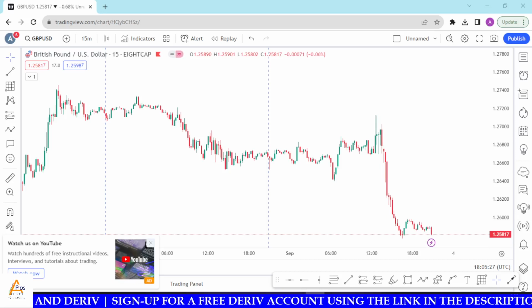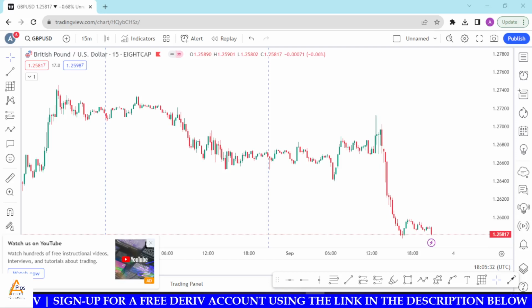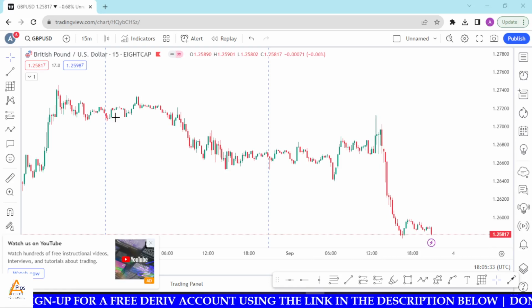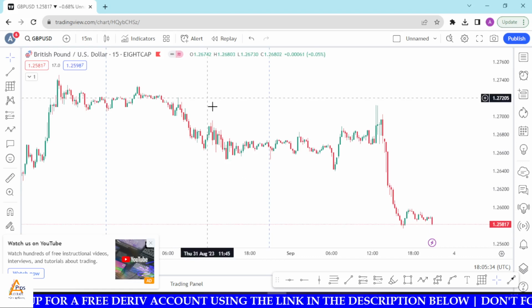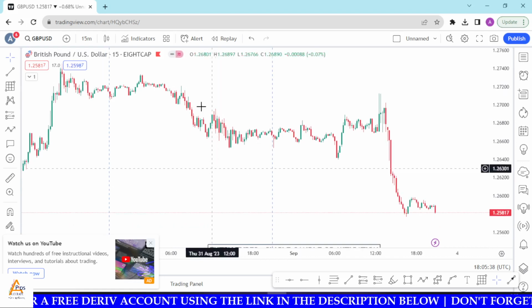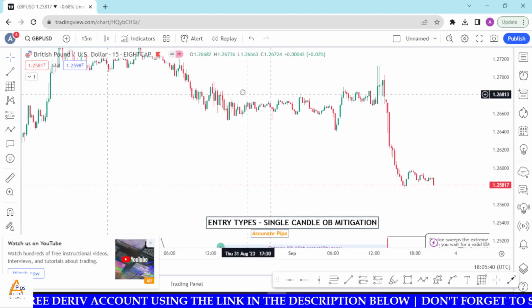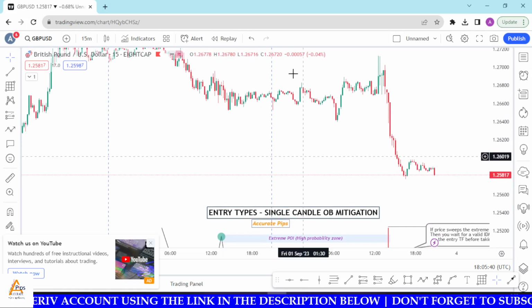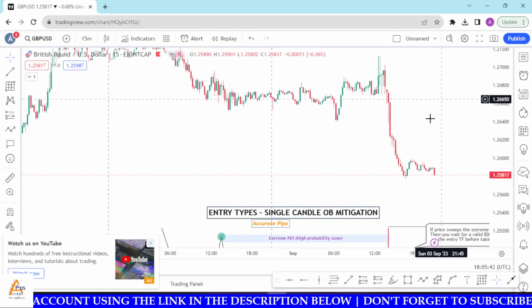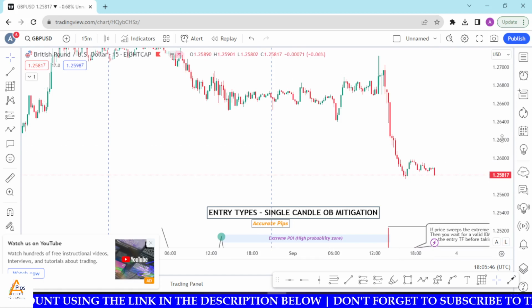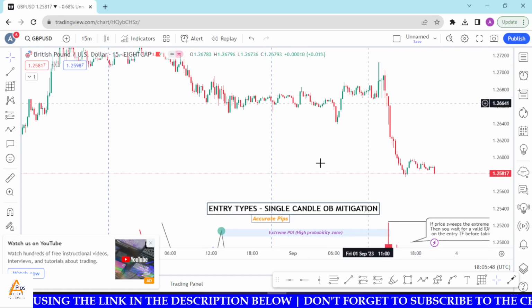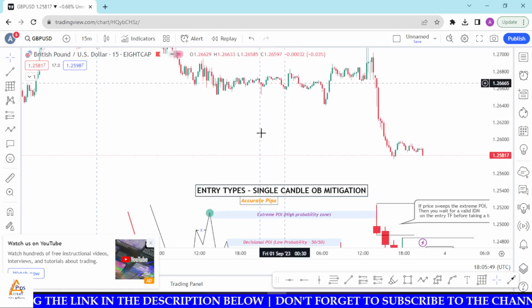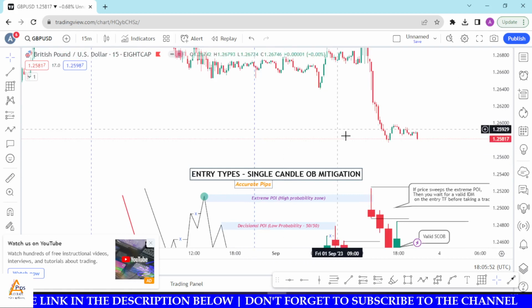Without wasting too much time, I'll start with today's lesson, which is single candle order block mitigation entry. So let's look at some illustrations first so that I will explain everything to you before we dive deeper into the lesson.